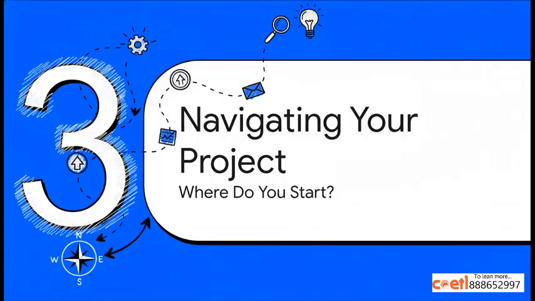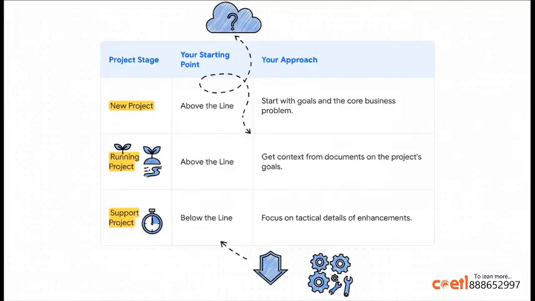And listen, this isn't just some abstract theory. This is a practical roadmap. The stage your project is in right now tells you exactly where you need to start your whole elicitation process. And what I love about this is how it really guides your actions. Look, if you're on a brand new project, you have to start above the line. You need to understand that core problem first.